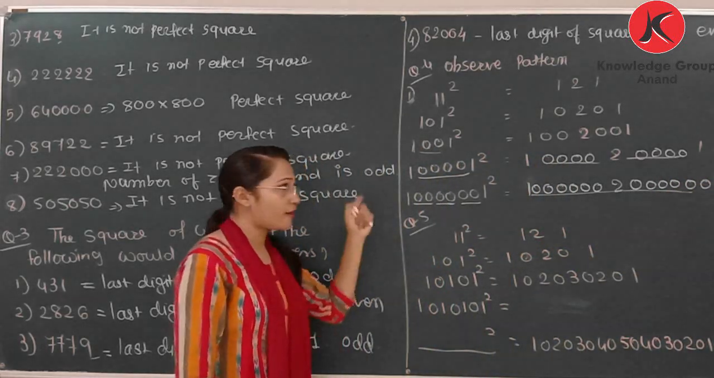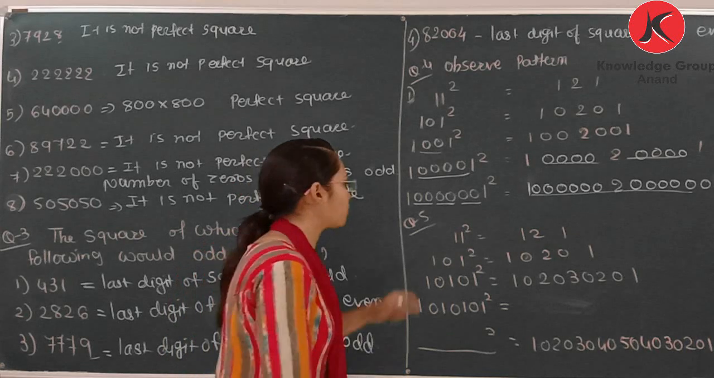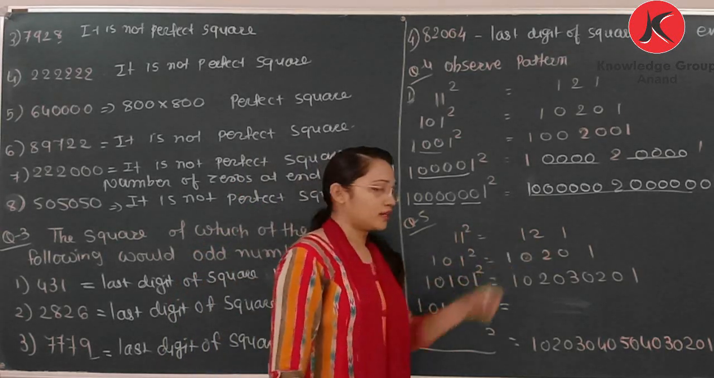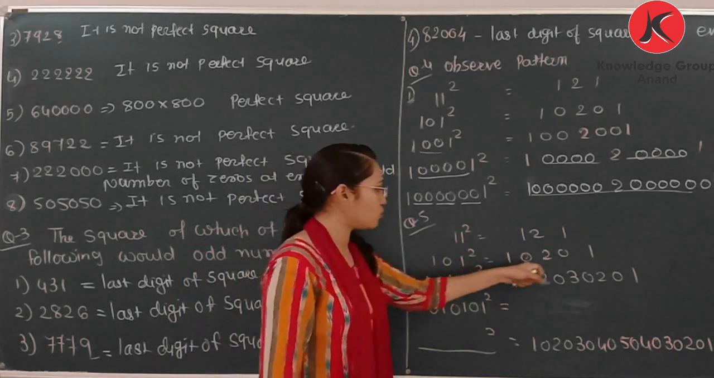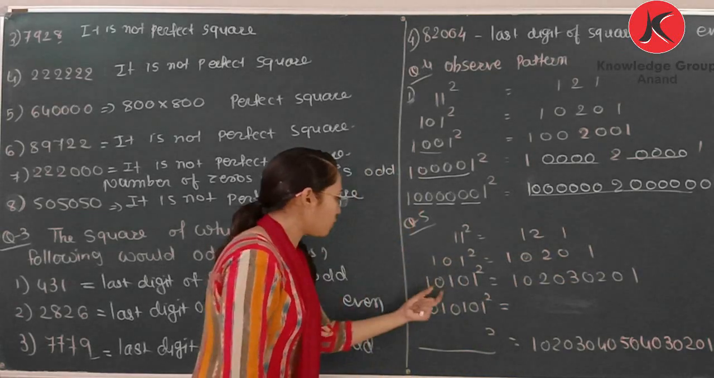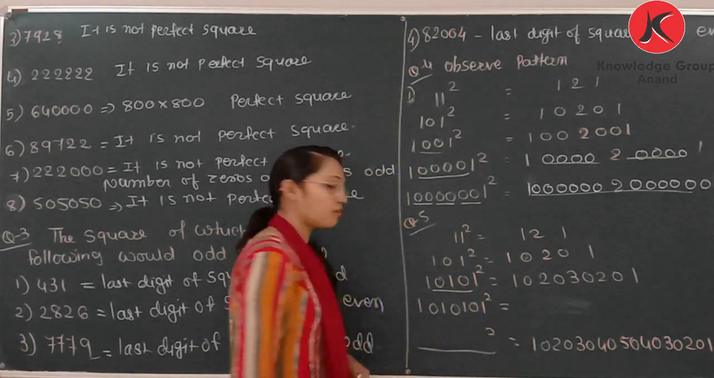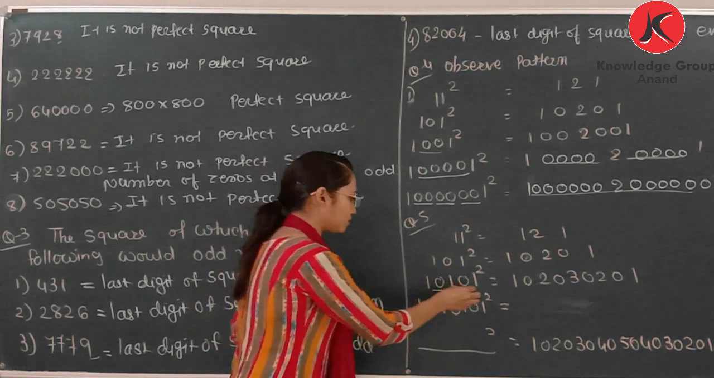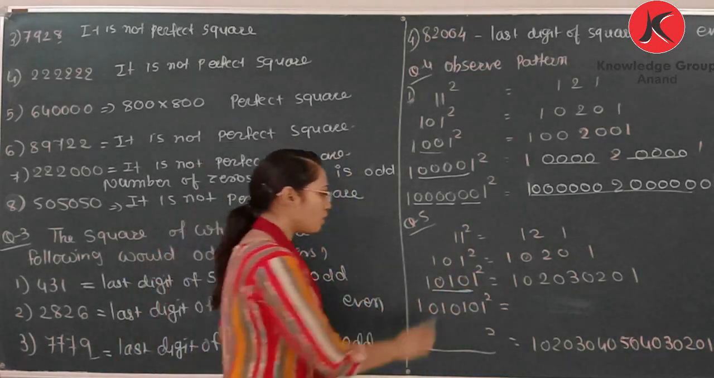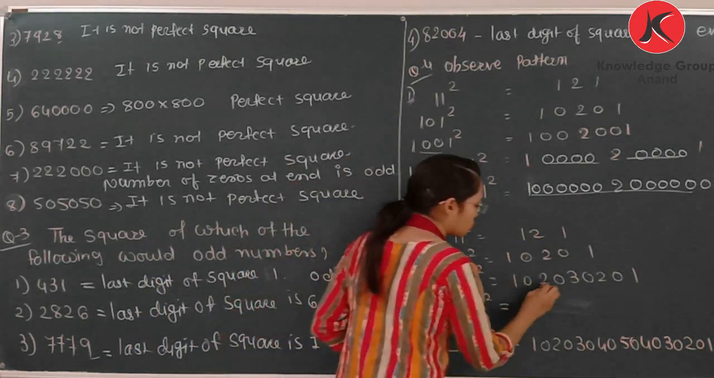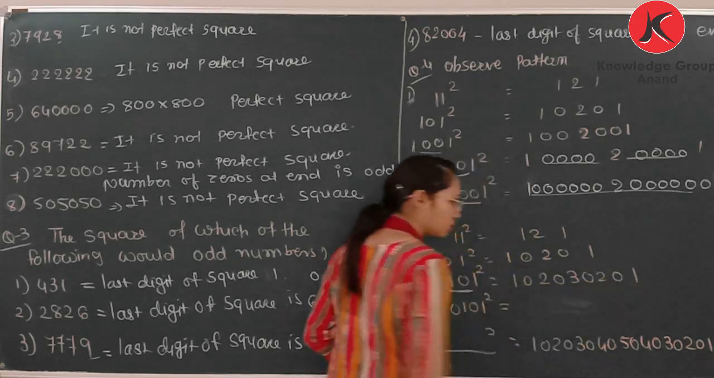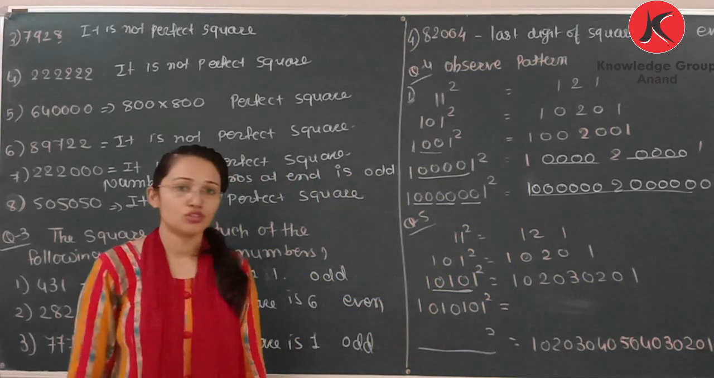Now same, question number 5. Observe the pattern and write the steps. 11 squared is 121. Now 101 squared is 10201. If you write this step, then what you need to write? It is 1020301 and so on. So can you observe any pattern in the 3 steps?